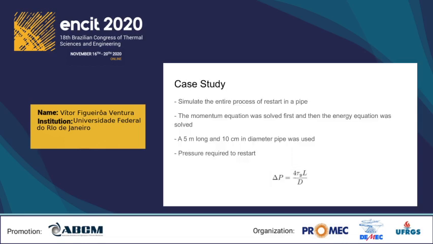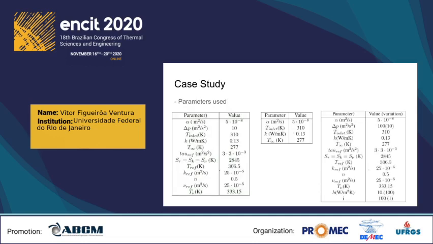The case study was a 5 meter long pipe that has 10 centimeters of diameter. There a pressure drop was applied. The pressure drop was calculated by the formula in the slide. The formula is a function of the yield stress. I applied, in fact, a pressure a little higher than this formulation calculates, but it was to guarantee that the flow would occur.